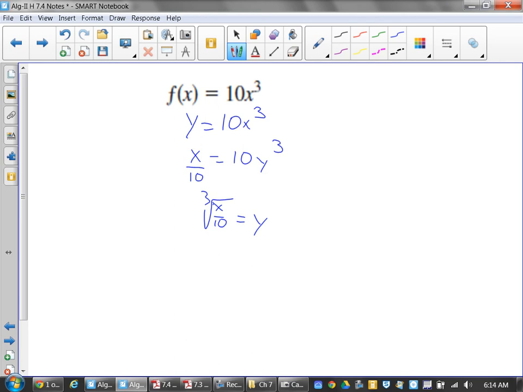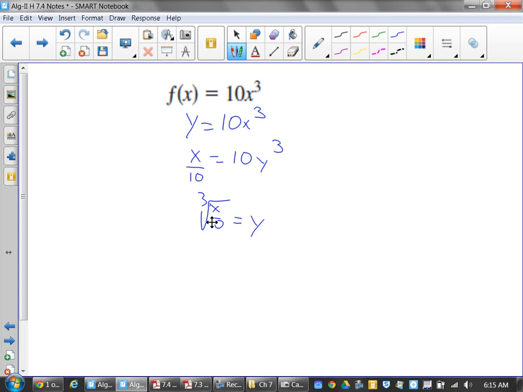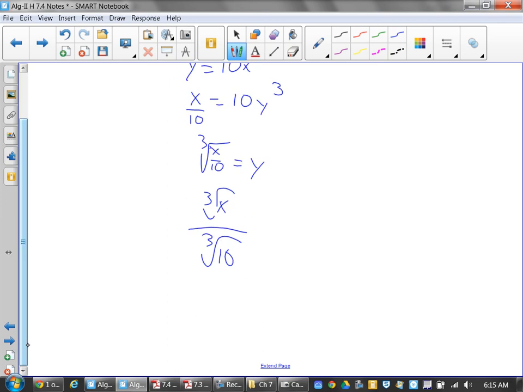Now, when you're trying to find the inverses, at this point right here, you'll notice that you have the cube root of x divided by the cube root of 10. That means you have a root in your denominator. You can't have that. So you still have to rationalize.